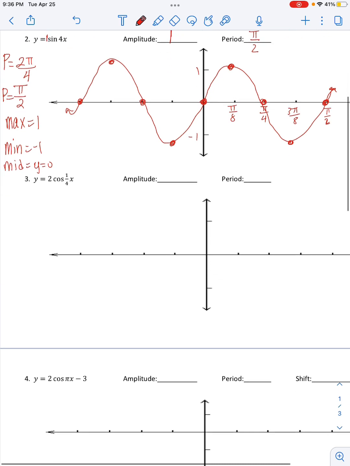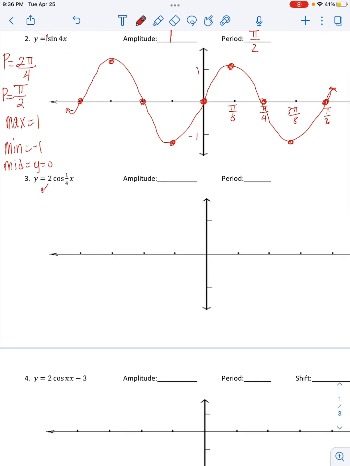Next, cosine. We're going to look at our amplitude. Our amplitude now is 2. Our period is going to be 2 pi over 1/4. So our period is going to be 2 pi, and we're going to do keep, change, flip. So I'll multiply that by 4. So our period is 8 pi.